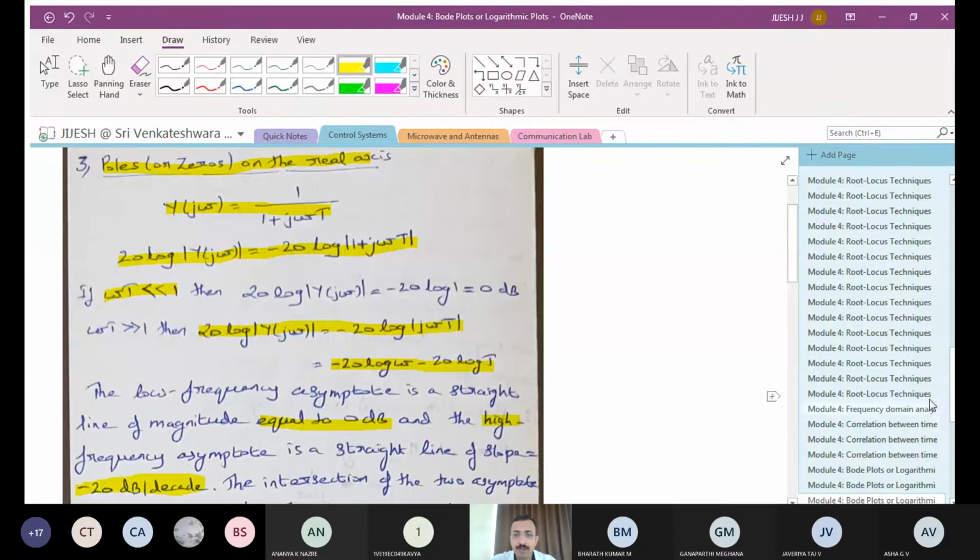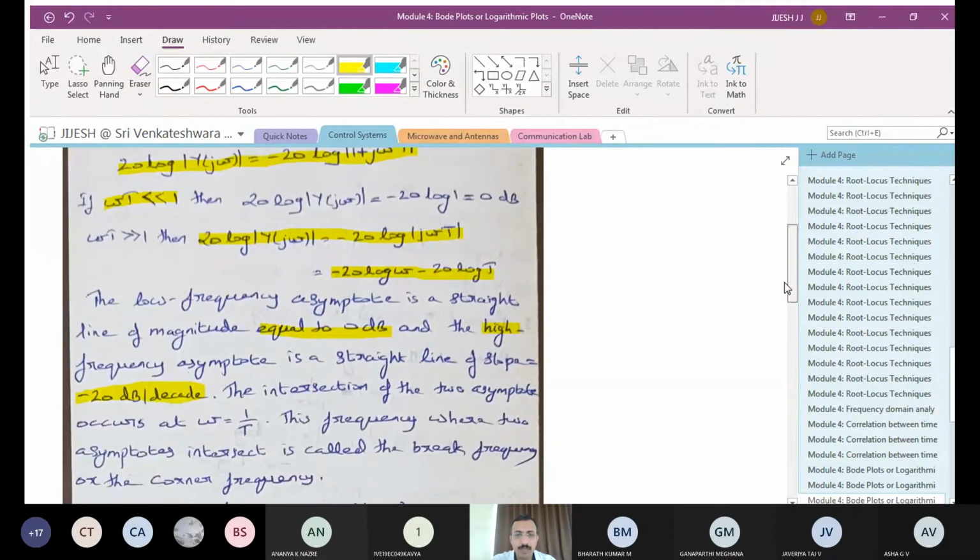When you solve the problems, all these things will be required. So the low frequency asymptote is a straight line of magnitude equal to 0 dB, and the high frequency asymptote has a slope of minus 20 dB per decade. The intersection of the two asymptotes will be at omega equal to 1 by t. The frequency where the asymptotes intersect is called the break frequency, or the corner frequency.